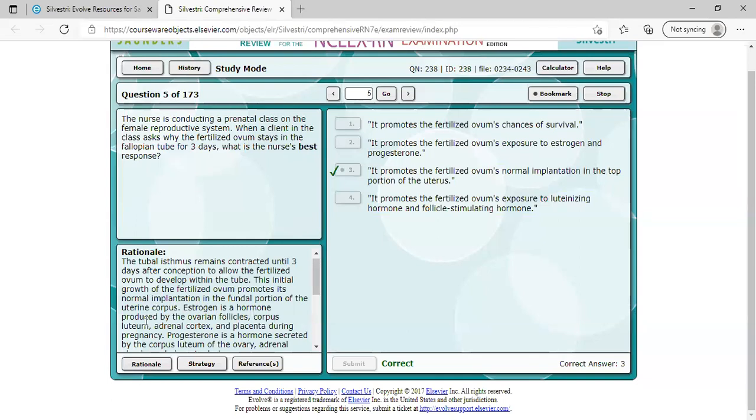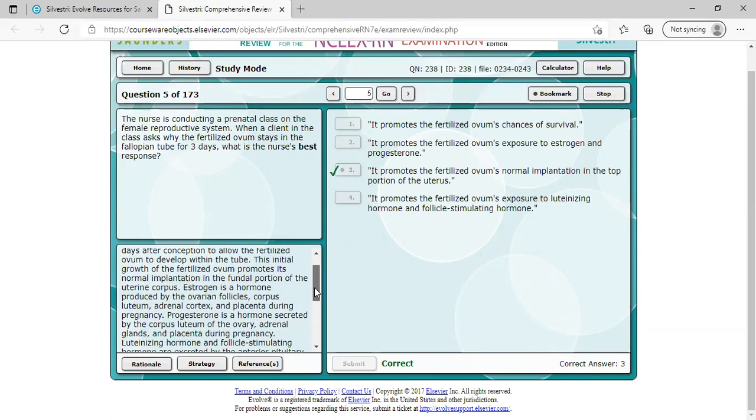Estrogen is a hormone produced by ovarian follicles, corpus luteum, adrenal cortex, and placenta during pregnancy. And also progesterone is a hormone secreted by the corpus luteum of the ovary, and also the adrenal glands and placenta during pregnancy.